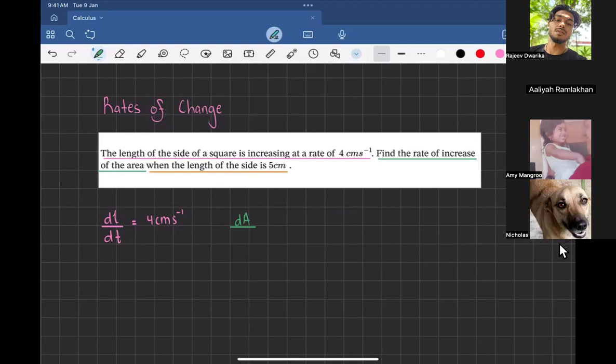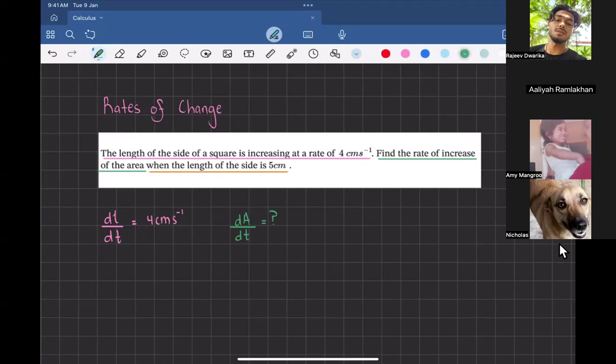Right. So anytime you see rate, it's always referencing time. Keep that in mind. Anytime you see rate, we're referencing time. Something is changing with respect to time. So that's dA over dt. So they want us to find dA dt. That's what they want us to find, dA dt. Okay. And what did they say next?